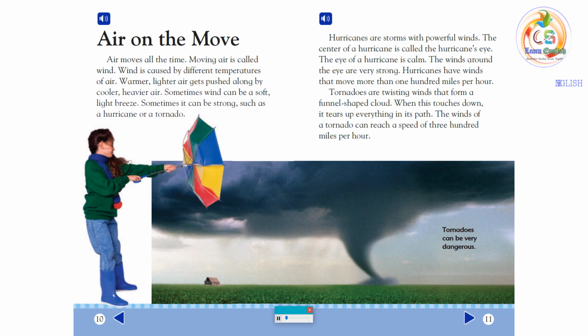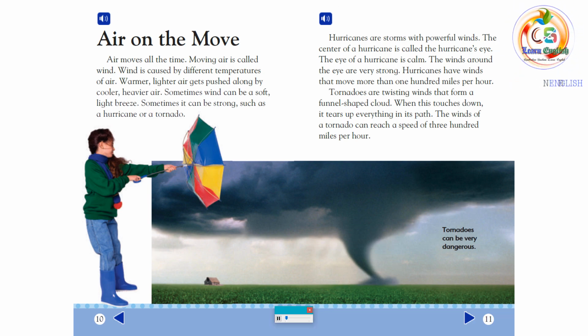Air on the move. Air moves all the time. Moving air is called wind. Wind is caused by different temperatures of air. Warmer, lighter air gets pushed along by cooler, heavier air. Sometimes wind can be a soft, light breeze. Sometimes it can be strong, such as a hurricane or a tornado.